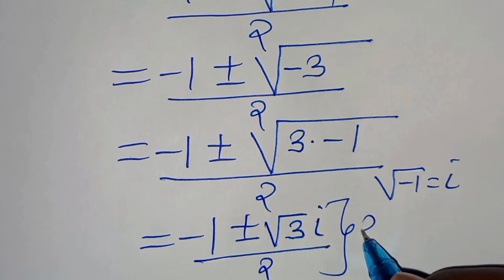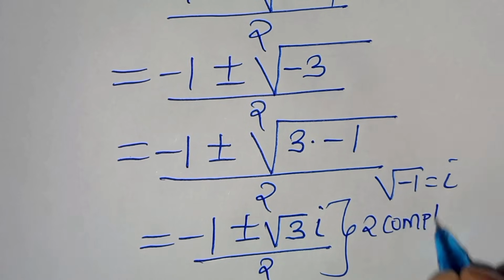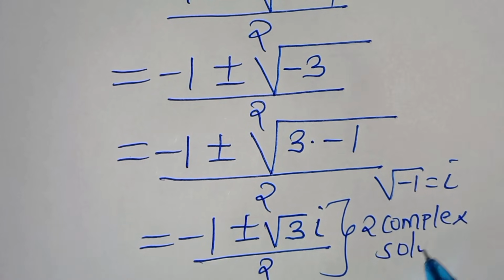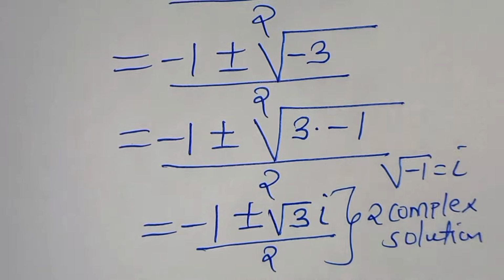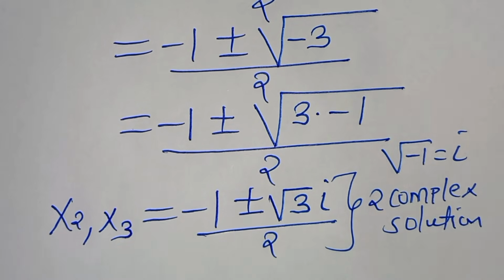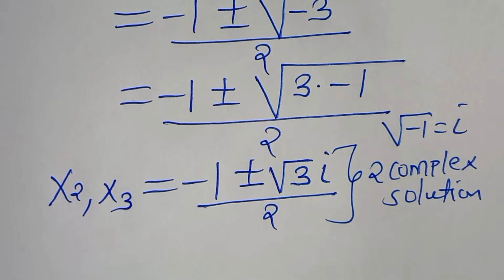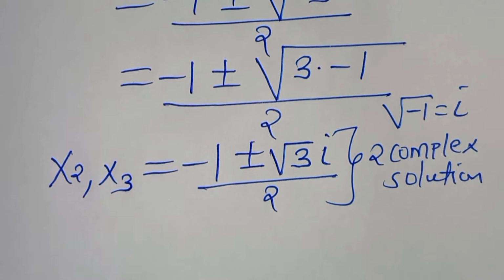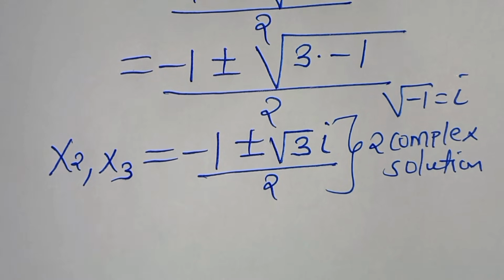So these are two complex solutions. So we have x2, x3. Now, let's proceed to solve for the other values of u, and then we solve for the other values of x.